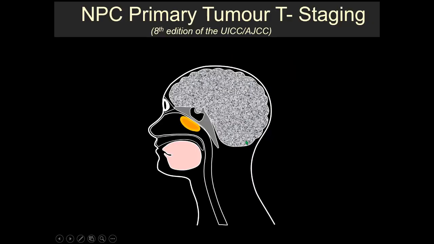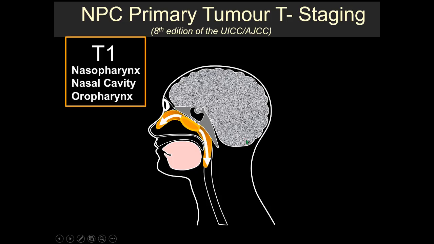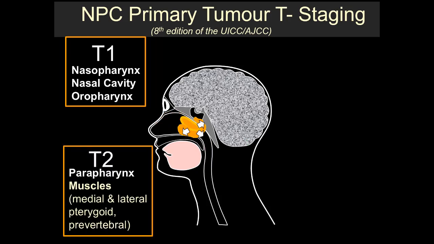So the latest edition is the 8th edition. This has just come out. And so T1 is superficial tumour. So it's tumour in the nasopharynx or tumour that spreads superficially into the nasal cavity or down to the oropharynx. T2 is when it starts to go deeply into the parapharynx, and in the new staging system, this T2 now includes the medial and lateral pterygoid muscles. Previously that was T4, and it also includes going retropharyngeal backwards into the prevertebral muscles.